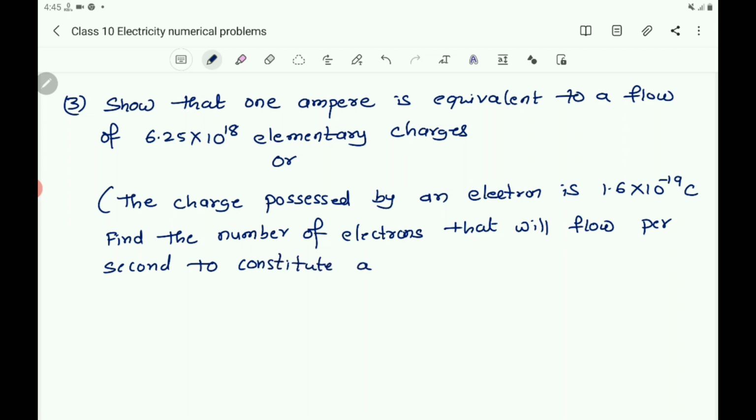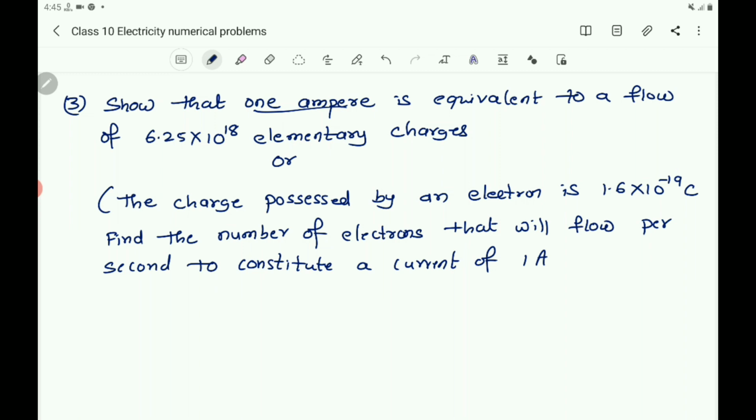Constitute a current of 1 ampere. Here show that 1 ampere is equivalent to a flow of 6.25 into 10 to the power of 18 elementary charges, or the charge possessed by an electron is 1.6 into 10 power minus 19 C. Find the number of electrons that will flow per second to constitute a current of 1 ampere.